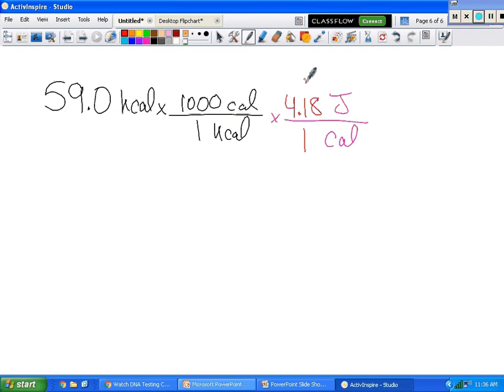59 times 1,000 times 4.18. 246,000 and what? I'm thinking in my brain. So, in essence, we need 247 kilojoules, which is a lot to make this happen.